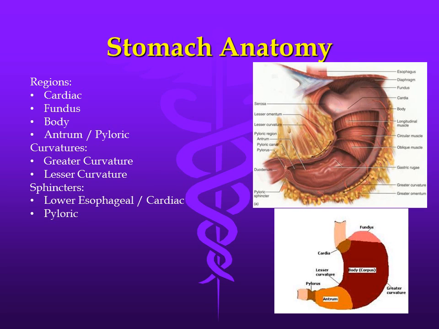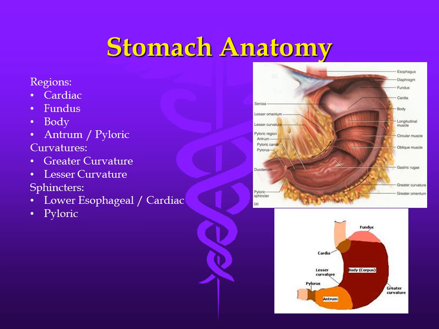The stomach contains 2 sphincters, the lower esophageal or cardiac sphincter and the pyloric sphincter. The lower esophageal sphincter functions to allow passage of material into the stomach from the esophagus and to prevent backflow or reflux of stomach contents into the esophagus. The pyloric sphincter is the junction between the stomach and the first section of the small intestine, the duodenum.